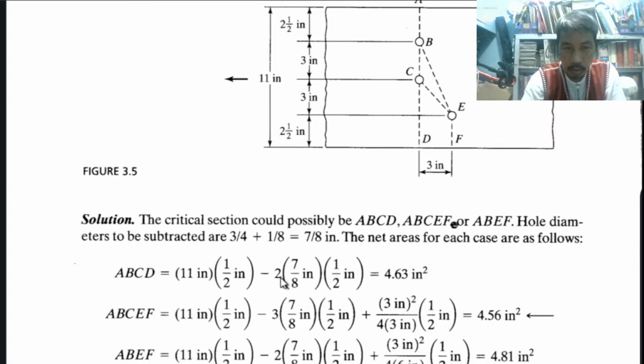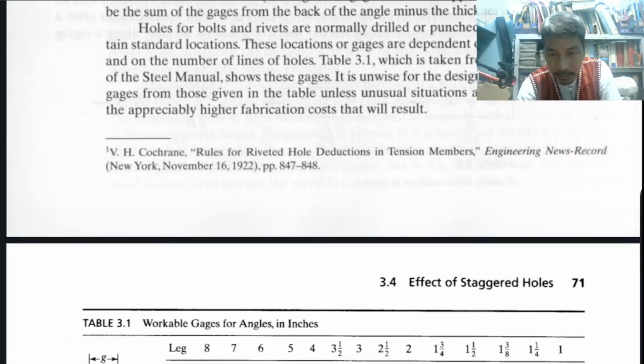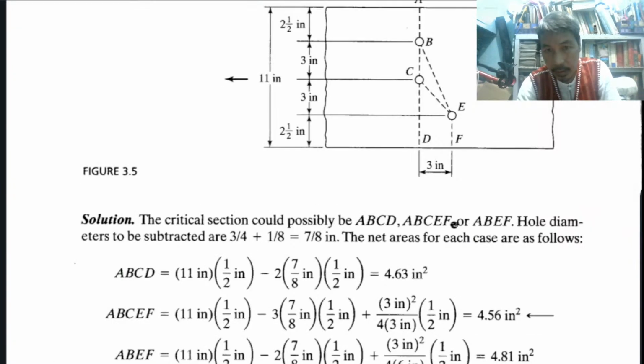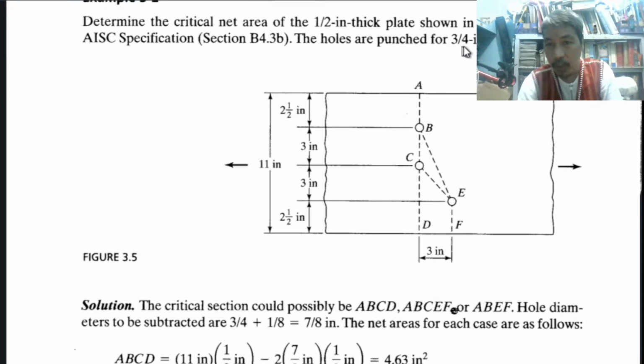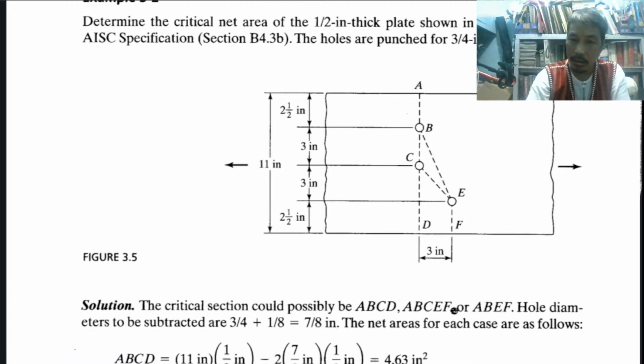So times 2. What is the hole diameter? What is the bolt diameter? The bolt diameter is 3/4. So if we have 3/4 plus 1/8, because this author uses plus 1/8 rather than plus 1/16, take note, the total is 7/8. So 7/8 is the diameter of the hole.